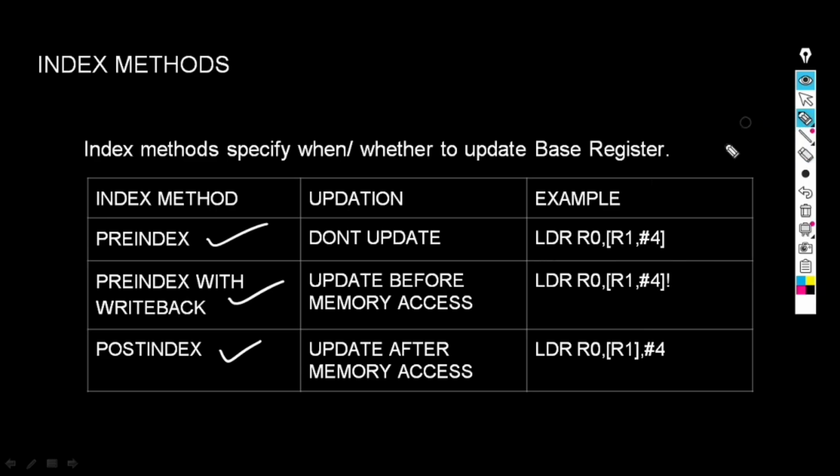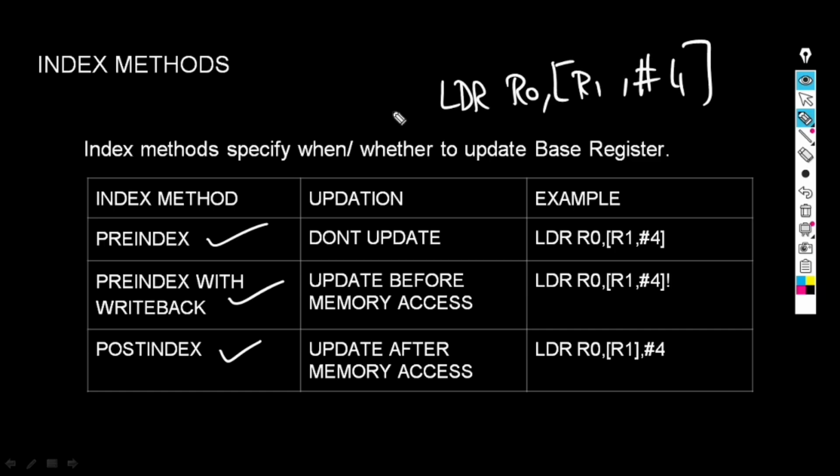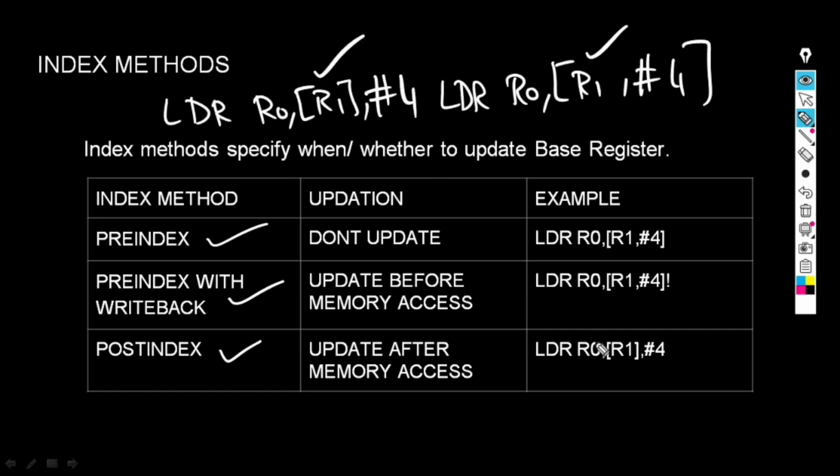But if you notice post-index, the bracket is closed as soon as R1 ends, and then you have a comma and #4 written here. When you write an instruction like this, R1 here is our base register. So this will have some address, correct? As soon as you know load or store is there and there is a bracket within which a register is written, obviously it will have some address.